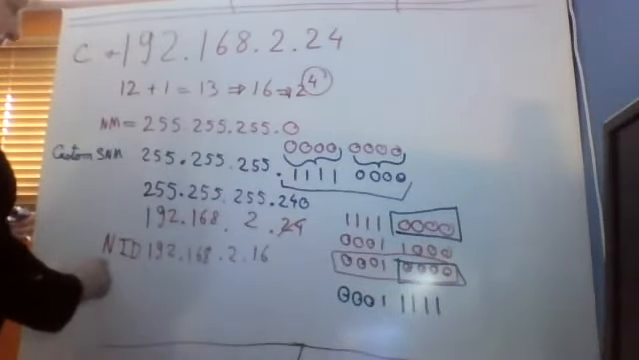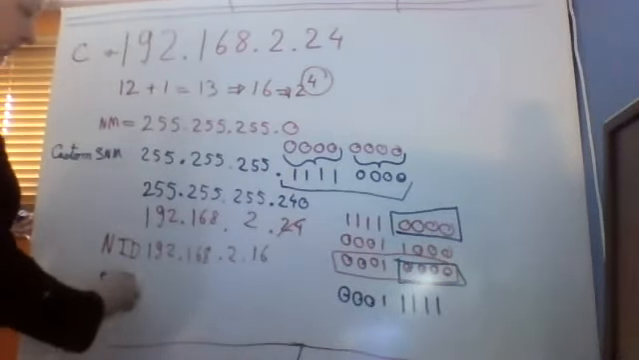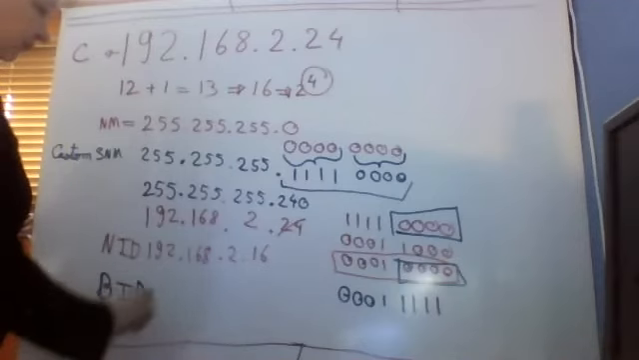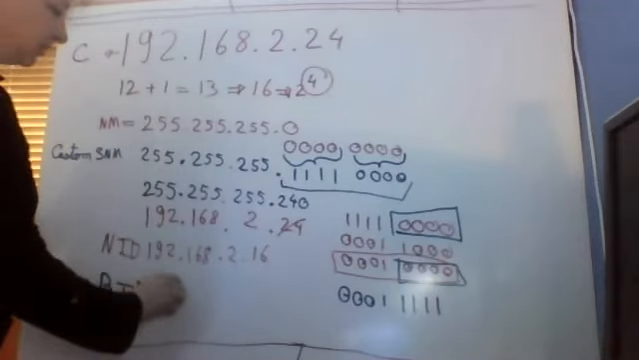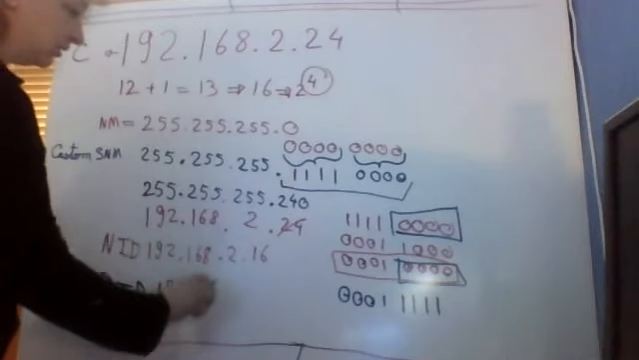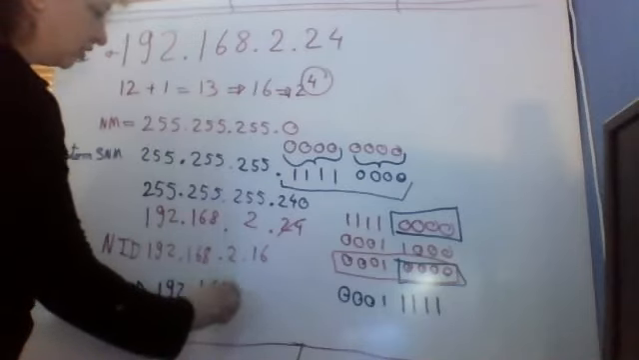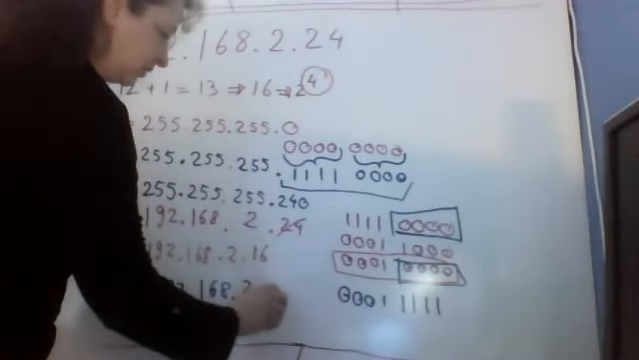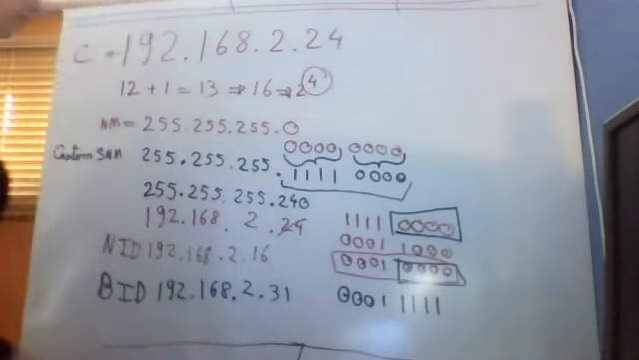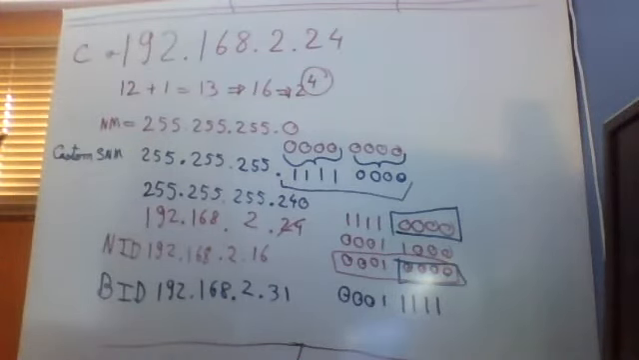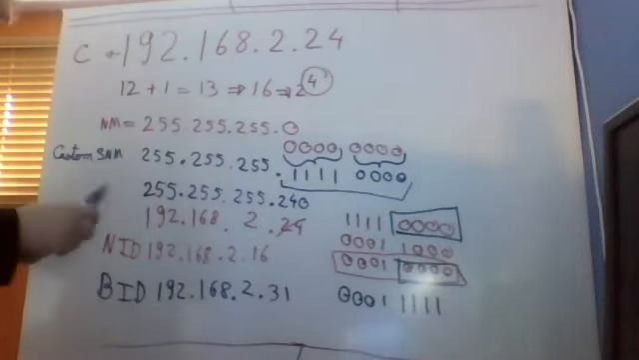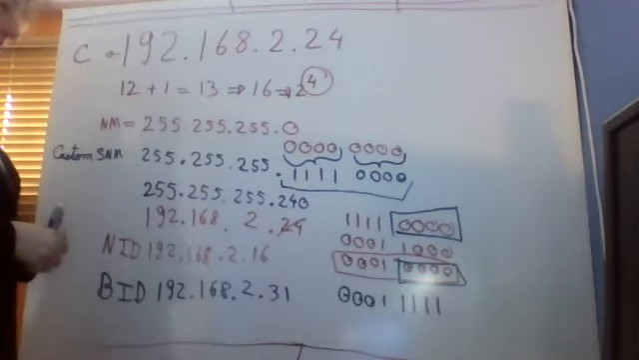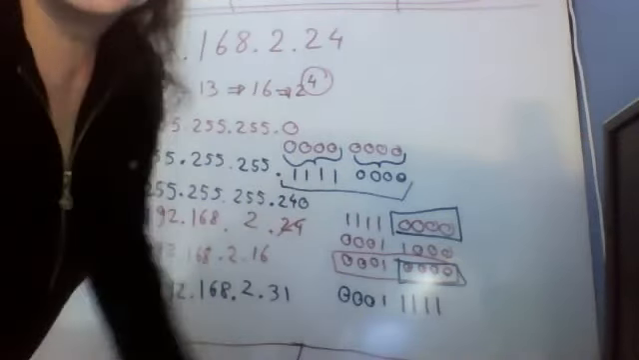And this will give us, for the broadcast ID, 192.168.2.31. So that's it.